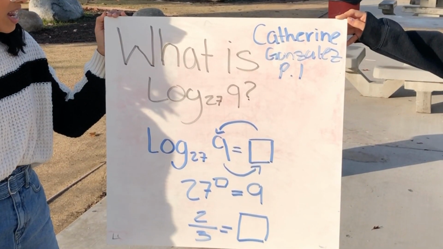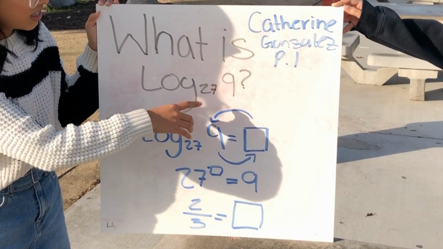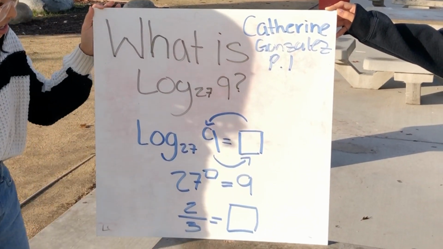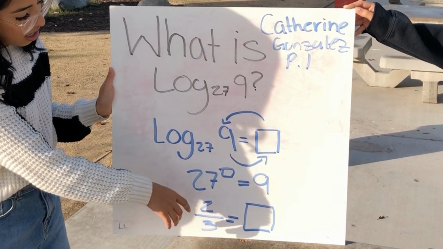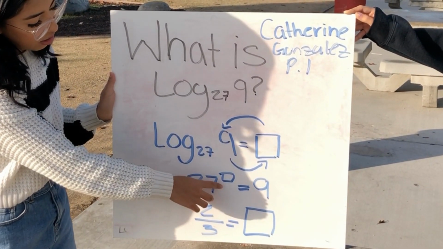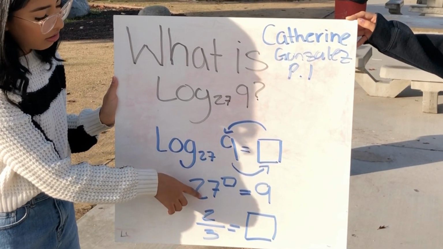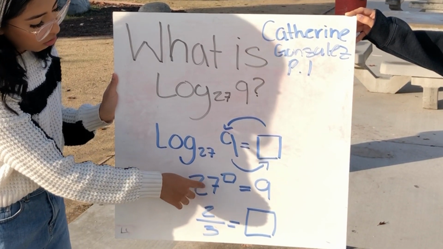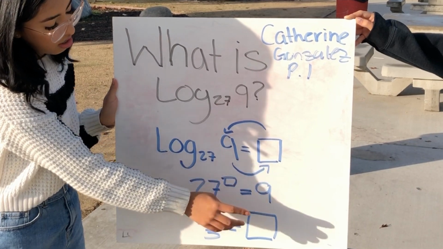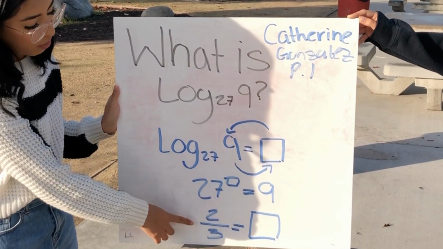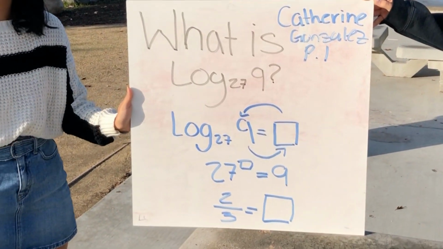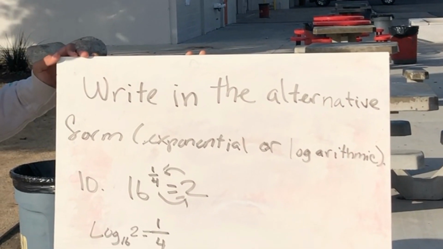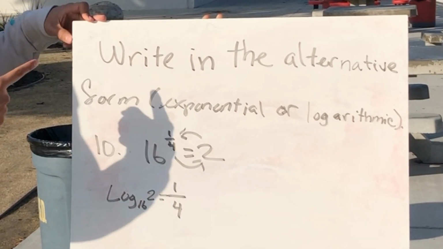I got question number 9. What is log base 27 of 9? What I did was set it equal to logs, and then I switched these two and brought down the base and ended up getting 27 to the power equals 9, and the exponent would be 2 over 3.